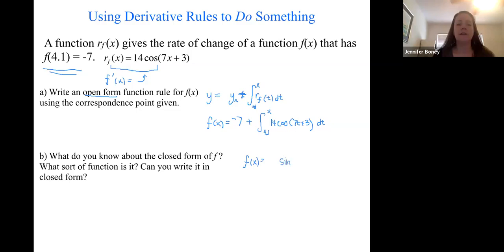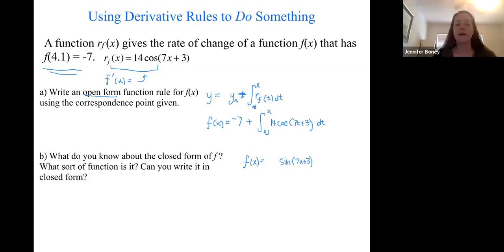So just kind of thinking about what I would need to do in order to get that, it'd have to be something like this. If I take a derivative of sine of x, I get cosine of x. If I take a derivative and I want it to end up cosine of 7x plus 3, I better have had sine of 7x plus 3 as a part of this. So here's a function kind of on the path to becoming this. All right, so what if I took the derivative of this function f? It's not, but it's pretty close.